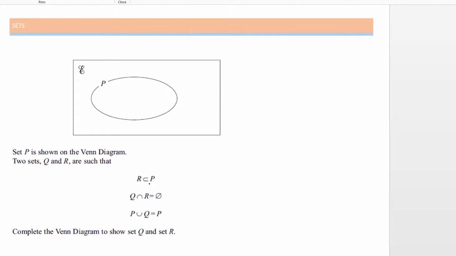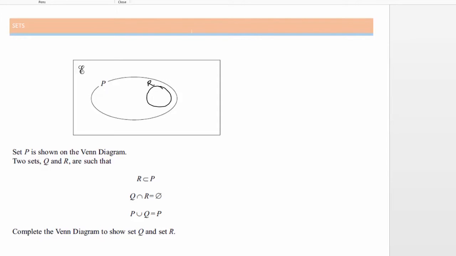Some more notation. So this tells me that R is a subset of P. So I can add it to the diagram here. It's a topological diagram, so it doesn't matter how big you make it, so long as the relationships are preserved. Q intersect with R is empty. So Q and R don't overlap. But we don't yet know where Q is. It could be out here.